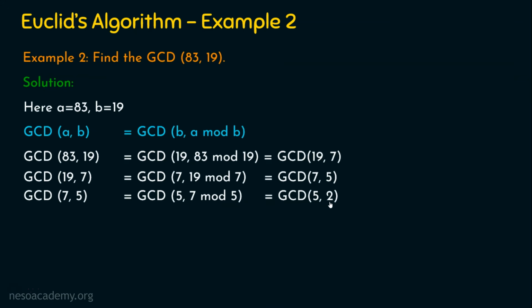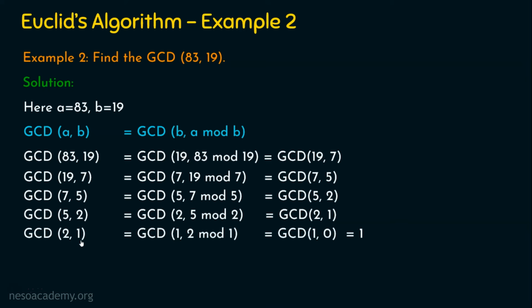Still the second parameter is not 0, so again we are running this algorithm. GCD of 5, 2 will give GCD of 2, 5 mod 2. Why? Because this is B, this is A mod B. Because A is 5, B is 2. So GCD of B, A mod B, this formula, right? Now when we simplify this, we get GCD of 2, 1. Still the second parameter is not 0.